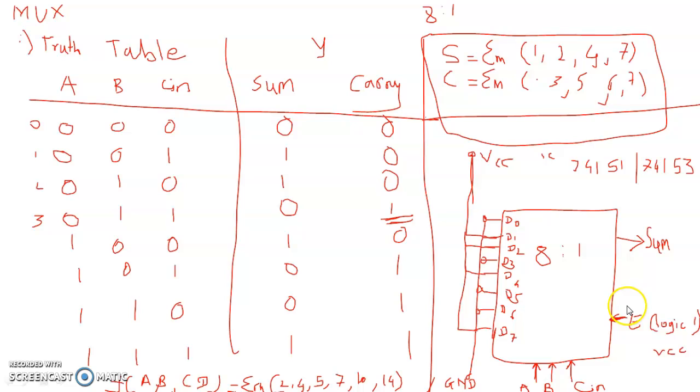Okay. So again for the carry, you have to take a separate 8:1 IC, and in the same way you can draw the circuit diagram for the carry also. Whatever carry terms are considered here, you have to connect them to logic level 1, that is logic level high or VCC. Remaining all the pins are connected to the ground. And again the enable strobe is required, and the select line inputs are also required.